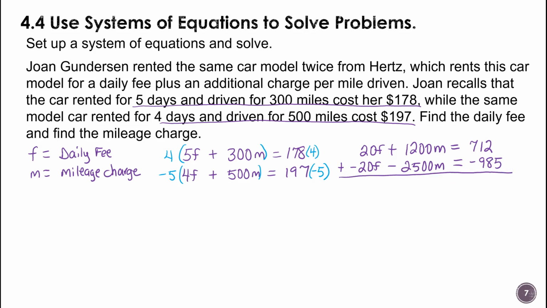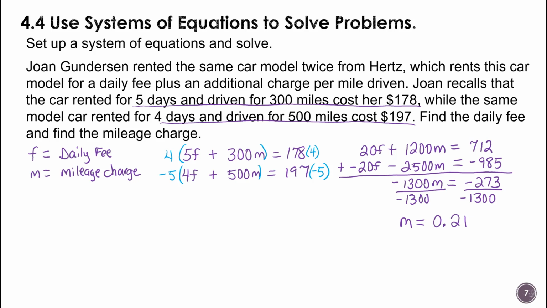Now when I combine the F's, I get 0. And then on this one I get negative 1300M equals negative 273. I divide by negative 1300. I'm dividing a negative by a negative, so that works out well. And I find that my mileage charge is 0.21. So that's the cost per mile.